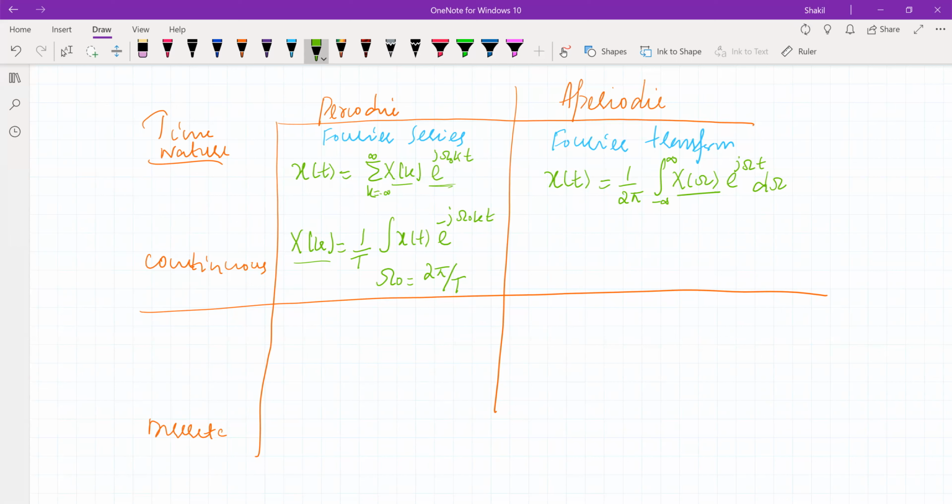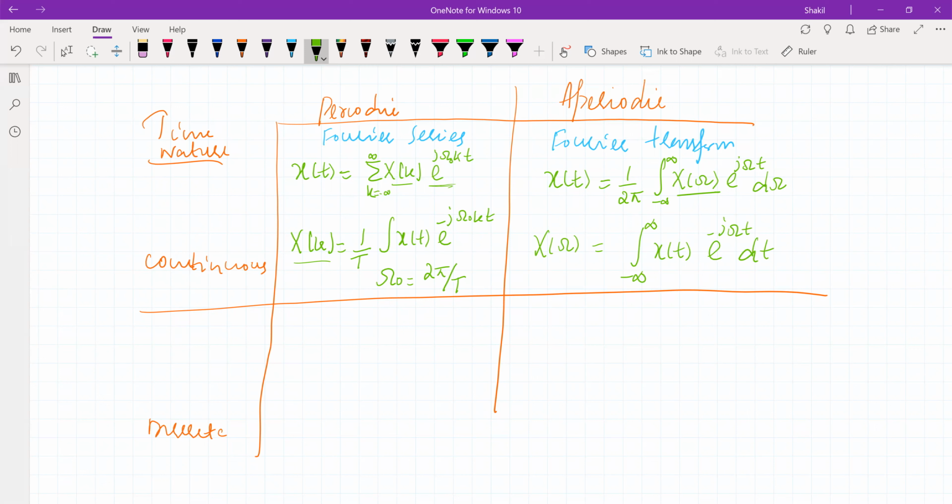Integral means sum. Integration means simply summation. This means simply taking the sum of all the complex sinusoids with some coefficient. And what's this coefficient? This is referred to as the Fourier frequency representation, and this is called the Fourier transform: integral of x of t e raised to the power minus j omega t dt.